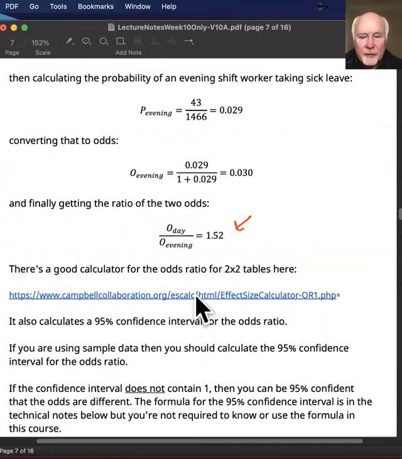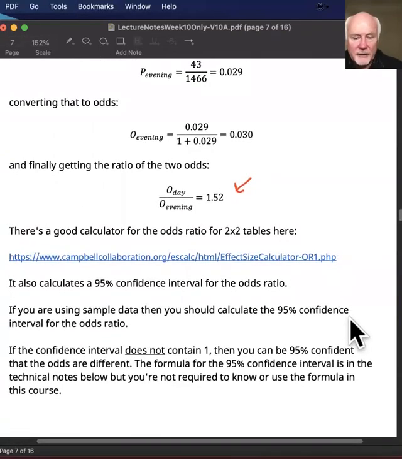So this will not only calculate the odds ratio for you, it'll calculate a 95% confidence interval for the odds ratio. And later in the notes, I've got a section I call technical notes, which you don't have to read, but that includes the formula if you want to do it yourself. It's a bit more complicated than the confidence interval formulas that we've used to date. But you should calculate the odds ratio confidence interval if you're working with sample data.